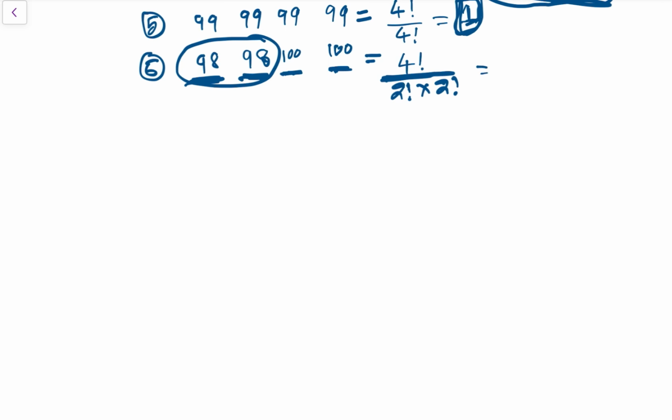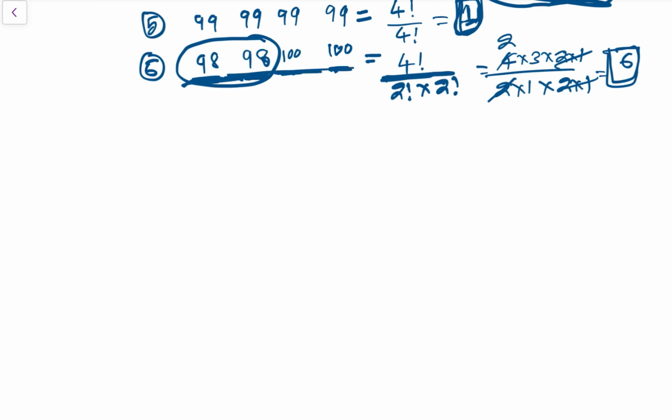So that would be 4 factorial is 4 into 3 into 2 into 1 divided by 2 factorial is 2 into 1 and 2 factorial is 2 into 1. So ये cancel हो जाएगा, 2 2. So 3 into 2 is 6. So 6 ways we can write 98, 98, 100, 100. अब वो क्या ways हो सकता है? 6 ways. Just let's check.